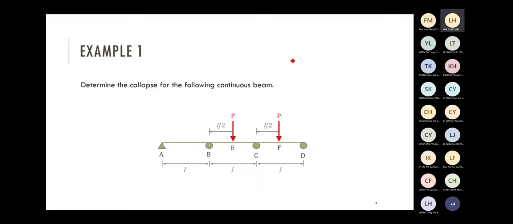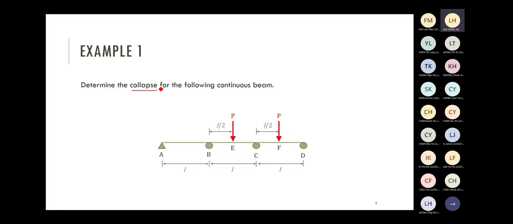Maybe I can demonstrate how to play with a continuous beam using one simple example. Example 1. Suppose we have a two-span continuous beam under 2 concentrated forces, one at point E, one at point F. They are at the middle of each span. Find out the collapse load using the upper bound theorem. Although I did not show you the method, here I automatically assume that we are using the upper bound theorem.